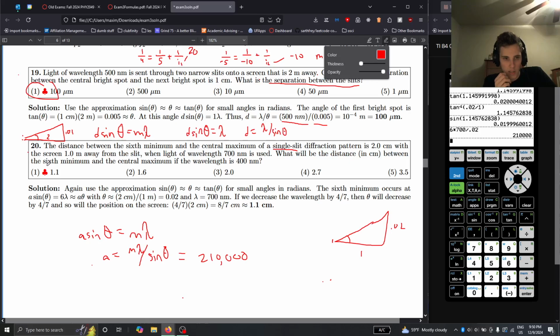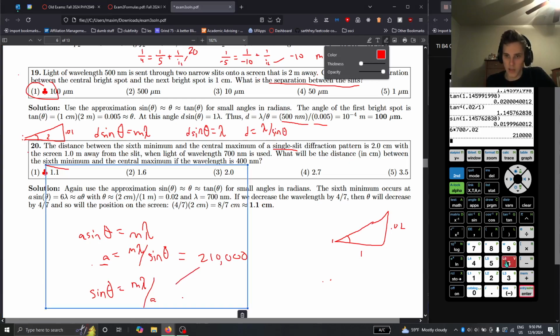Now we want the 6th minimum and the central maximum if the wavelength is 400. So essentially we're calculating the same thing. Now we know that a is fixed, and we want to actually know the distance, which means we're solving for the sine theta term. Sine theta is equal to m lambda over a, which is this value here. So again, m is 6, I'm still looking for the distance to the 6th minimum, and the wavelength is now 400. We'll divide by this big number here to get that, and we'll take the inverse sine.